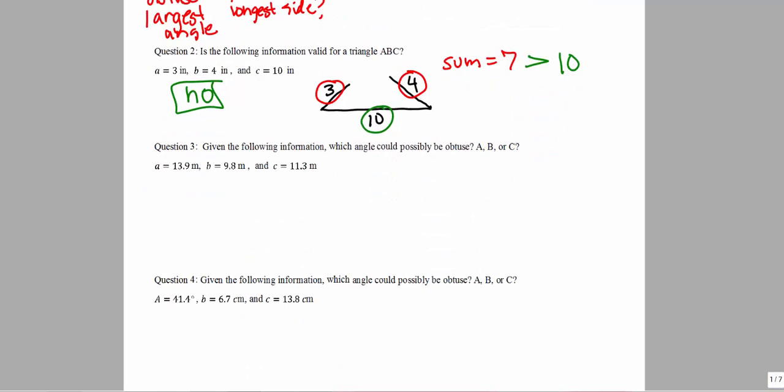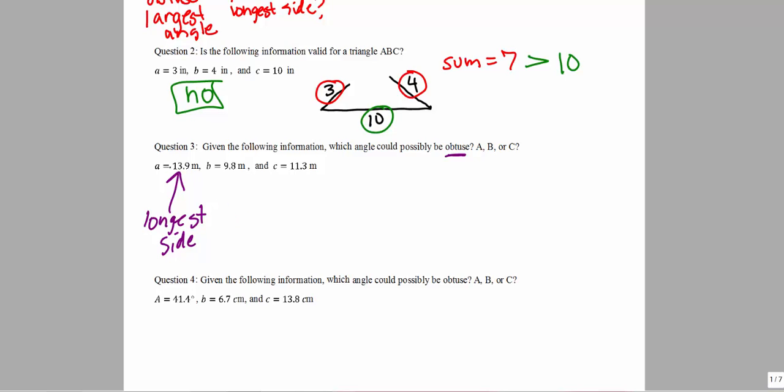Alright, so here we're given this information that side A is 13.9 meters, side B is 9.8 meters, and side C is 11.3 meters. Which of these angles could possibly be obtuse? We want to keep in mind that a triangle does not have to have an obtuse angle. However, which one of these could possibly be obtuse? Angle A, angle B, or angle C? Well, we know that an obtuse angle is the largest angle in the triangle and has to be opposite of the longest side. So here we have the longest side.